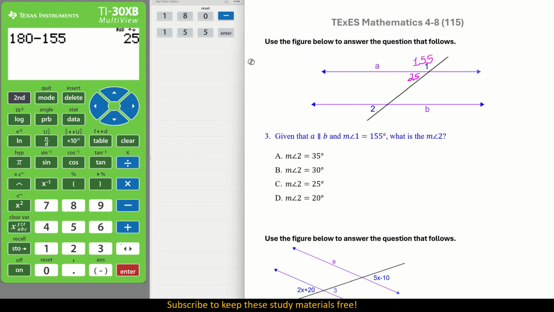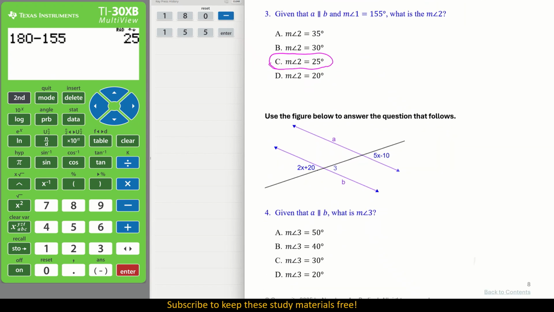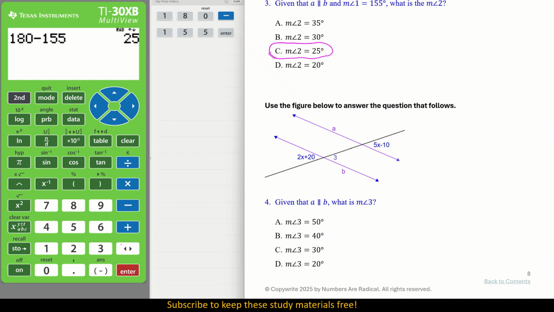And because of the parallel lines and the transversal, I know that the angle adjacent to 1 is congruent to the measure of angle 2, which is 25. So that logically gives me option C. Okay, now let's go here to the next one. All right. So given that A is parallel to B, what is the measure of angle 3?